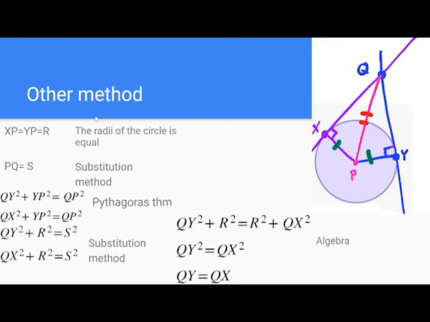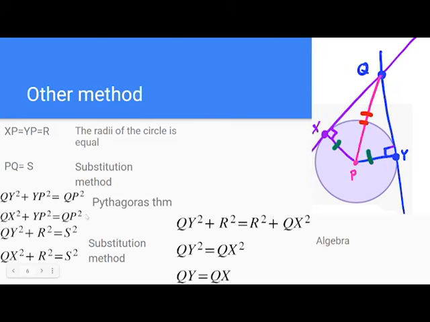So the other method, based on the previous slide: we do have XP equals YP equals R. Here's our beautiful diagram mentioned beforehand. We have XP and YP equal to R, because both are the radius. And then we also do a substitution here: PQ equals S. Since we know that PQ equals PQ, we can just use the substitution method and say this equals S.